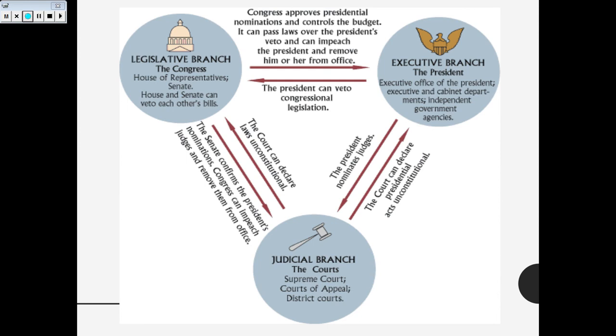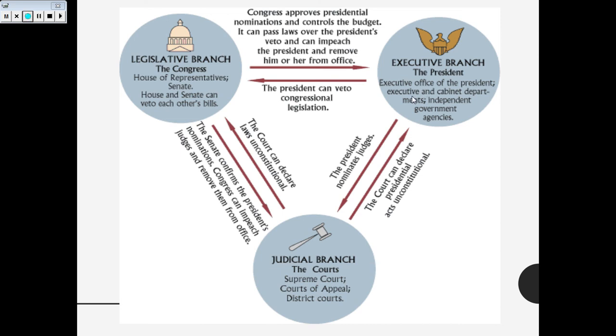So just a little diagram for you here. Maybe you can fill in your diagram that's at the top of your main note page here, but it's just kind of giving you a little bit more explanation of what's taking place between the three branches of government and the checks and balances that take place. So, like for example here, the legislative branch, Congress approves the presidential nominations and controls the budget. It can pass laws over the president's veto and can impeach the president and remove him or her from office. So this is a control that the legislative branch would have over the executive.